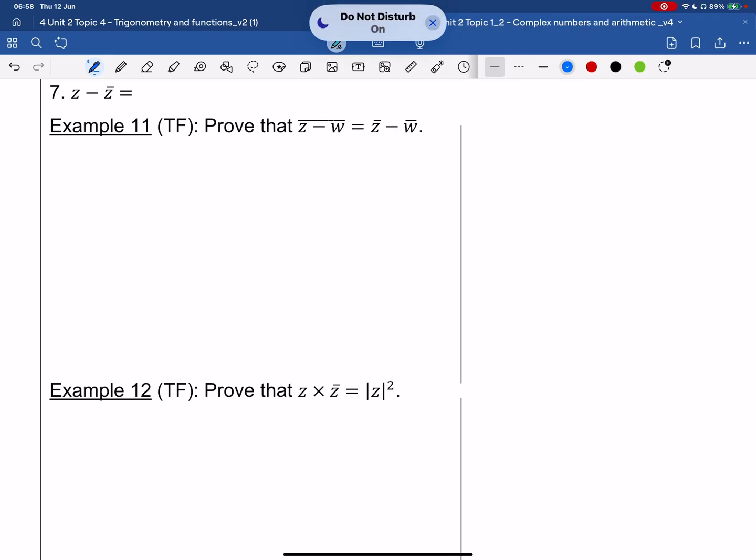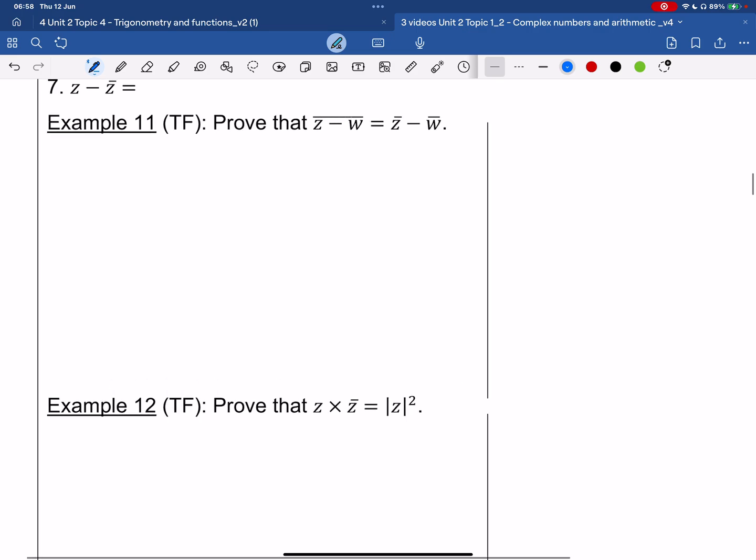All right, a couple of proofs here. Firstly, we need to prove that the conjugate of z minus w is equal to the conjugate of z minus the conjugate of w. Okay, so required to prove that the overall conjugate of z minus w is the same as conjugating z minus the conjugate of w.